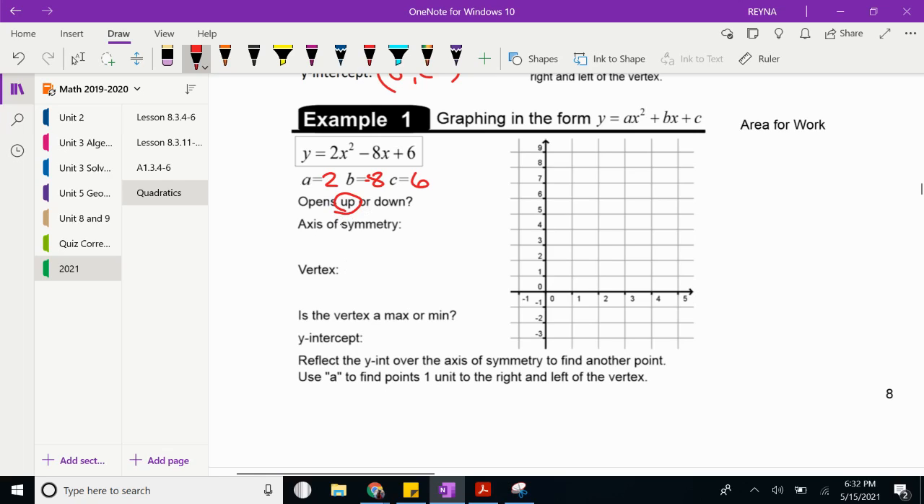Okay. Next, we're going to find our axis of symmetry. So it's the line that cuts it in half. So negative B over 2A.